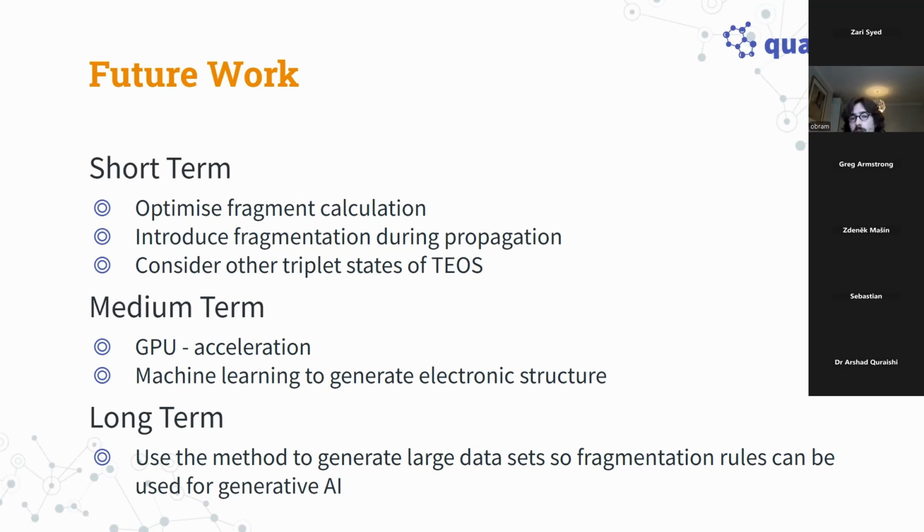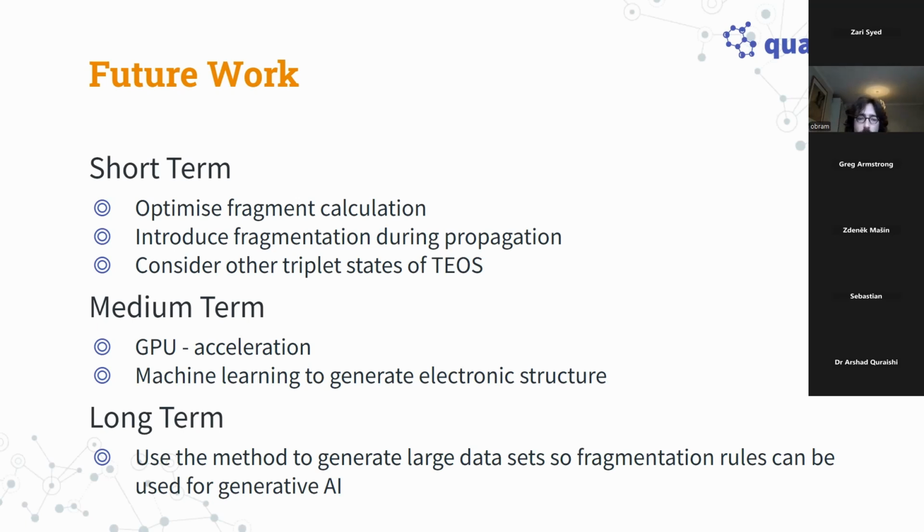It's a considerably larger molecule than the hydrofluorocarbons, for which we showed that considering only the first triplet state was necessary. This could possibly be different for these larger molecules. In the medium term, we're going to accelerate the speed by using a GPU, and also consider using some kind of machine learning technique to generate the electronic structure.